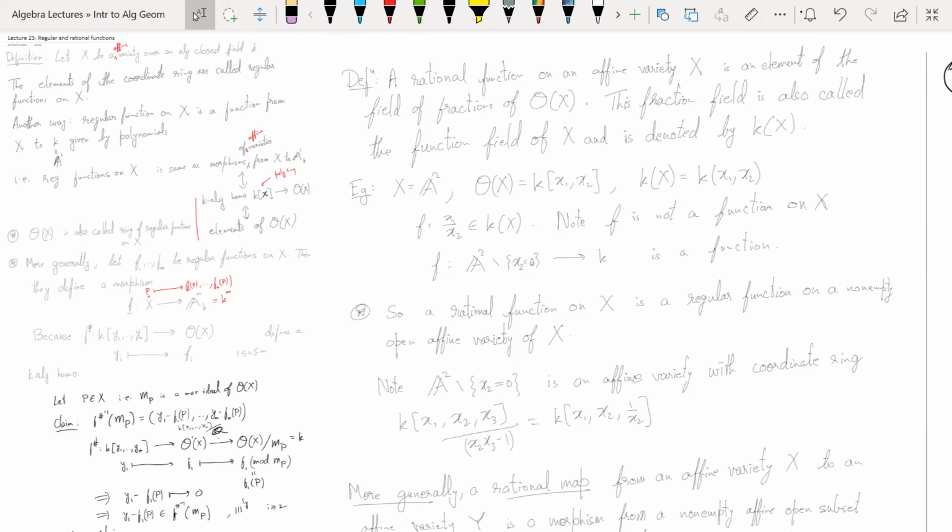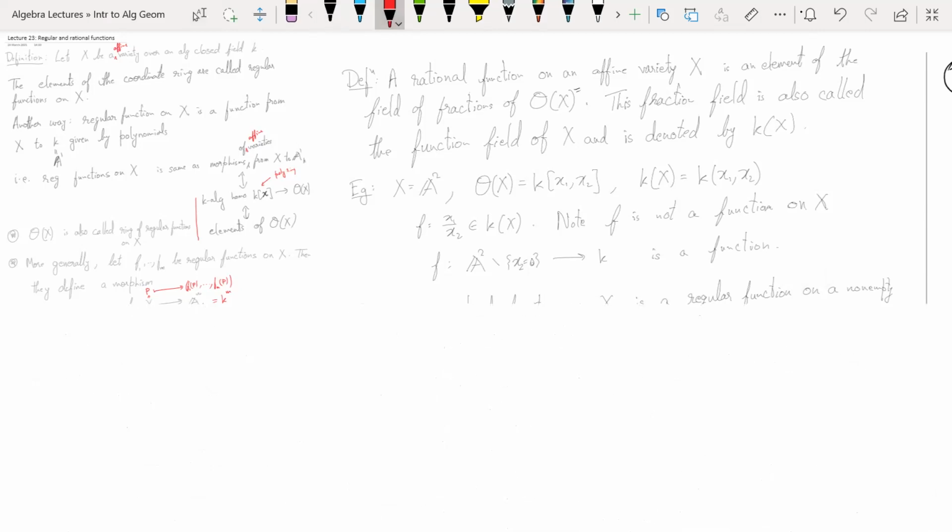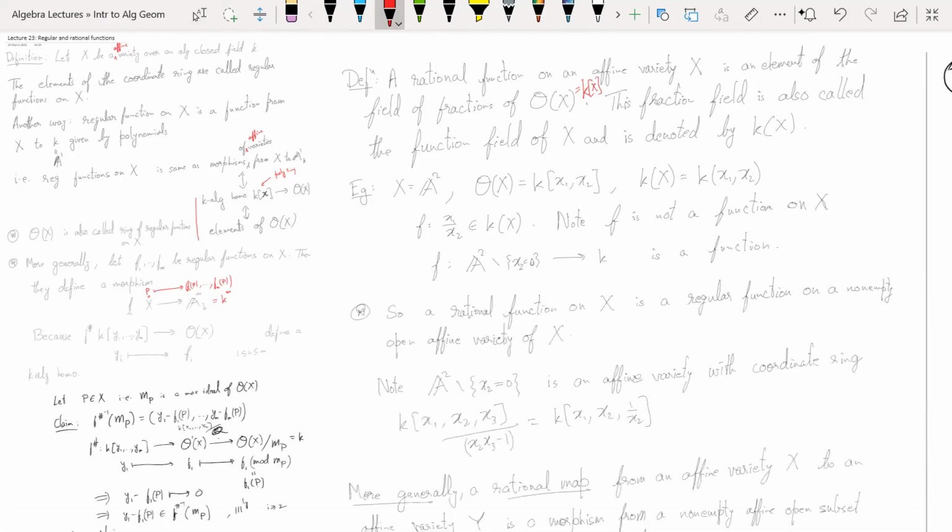So remember, OX is also denoted by K square bracket X. So we'll use this notation sort of interchangeably, so hopefully no one gets confused. And in the books also you'll see various notations, so it's better to be familiar with the notations as well. Okay, so let's see an example.